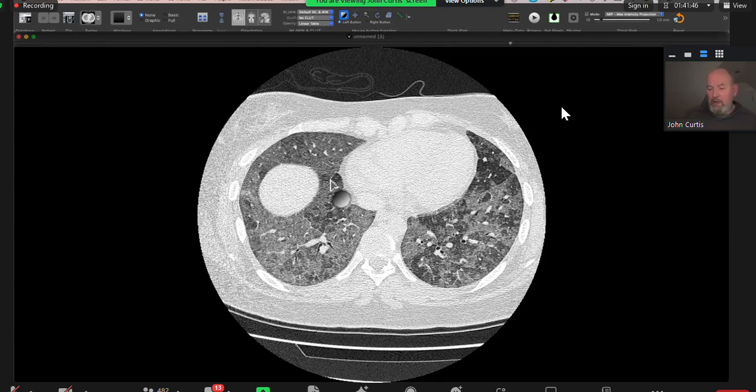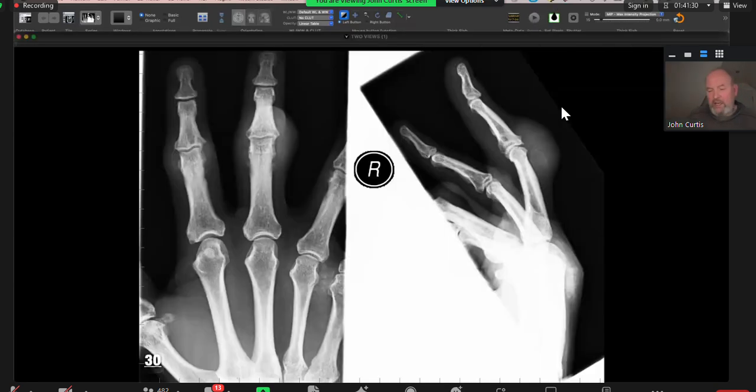What's the most likely diagnosis given those appearances? So bronchiolitis obliterans could be one of the differentials. Is that common? No, it's not that common. Hypersensitivity pneumonitis could be one of the differentials. Do you think that's the most likely? Yeah. It is, isn't it? Okay, have a look at this one.